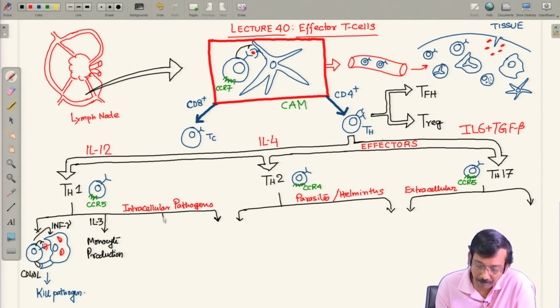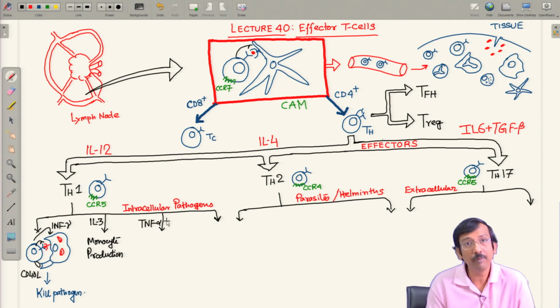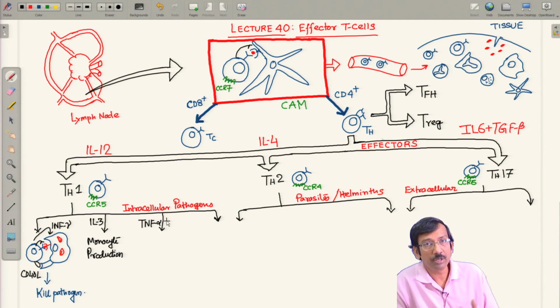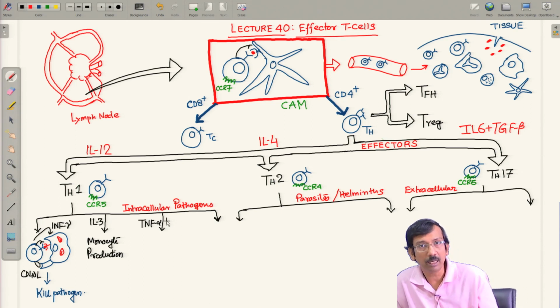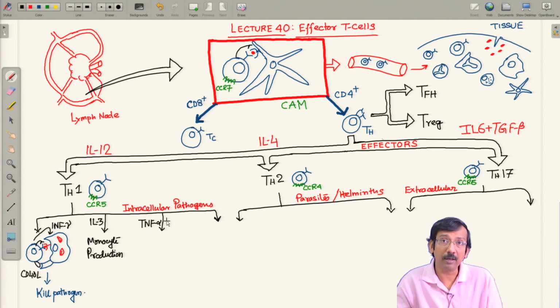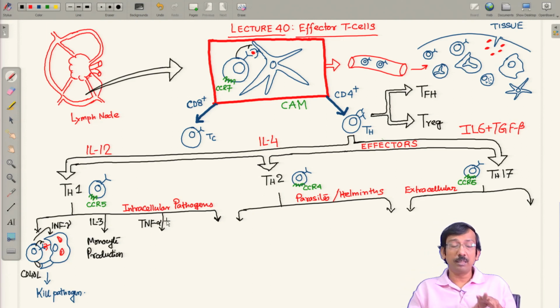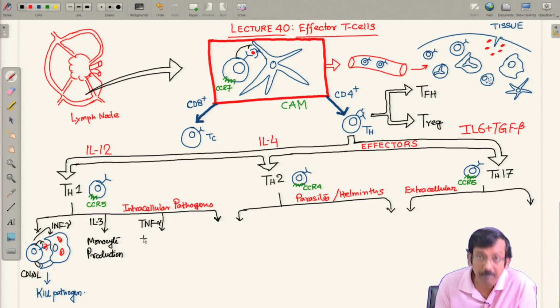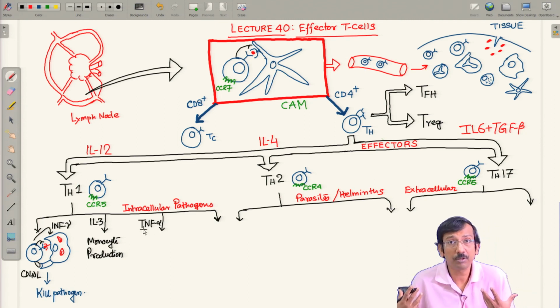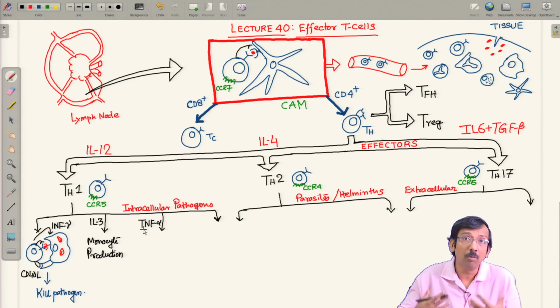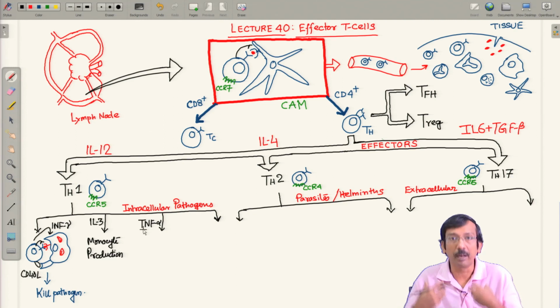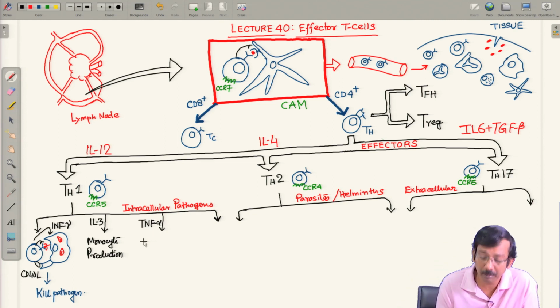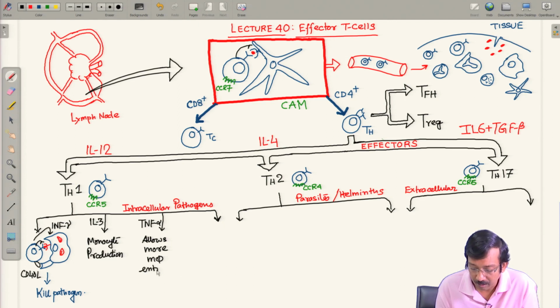Then they also produce a very important cytokine that is known as TNF alpha. We will learn about TNF alpha and its roles later in our cytokine classes, but this TNF alpha is one of the very important signaling molecules. They can activate the endothelium, they can increase the vascular permeability, and they allow more macrophages to come into the blood. They can increase vascular permeability and allow more macrophage entry into blood.